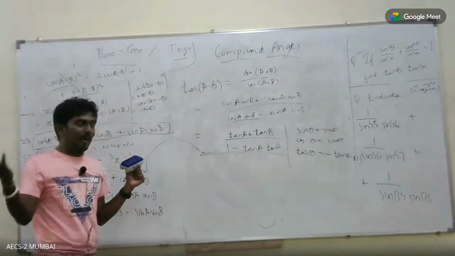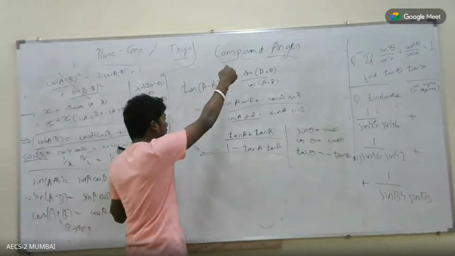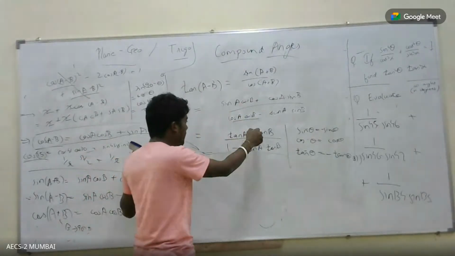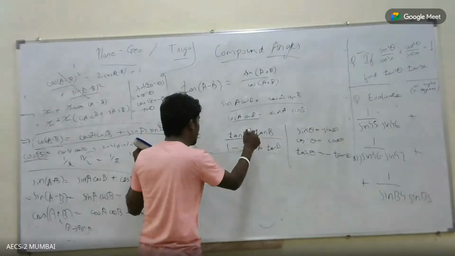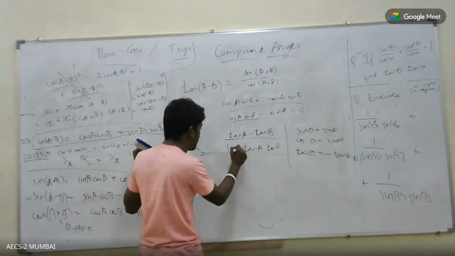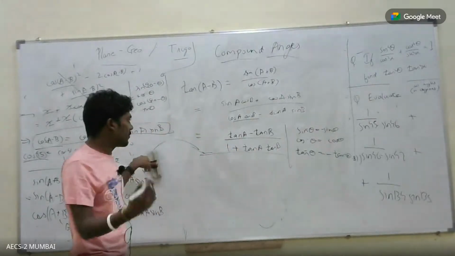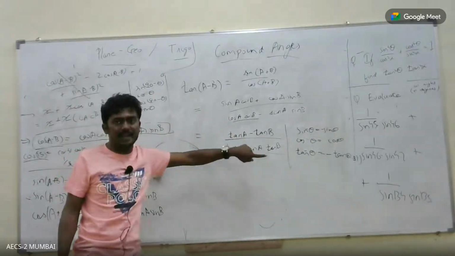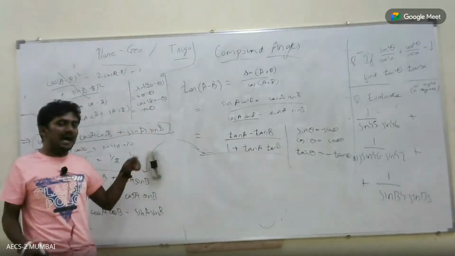Tan of minus theta is equal to minus tan theta, so b becomes minus b, tan a plus tan of minus b becomes minus tan b, and similarly in the denominator, so minus of plus becomes plus. Minus of minus becomes plus. Tan of a minus b is equal to tan a minus tan b divided by 1 plus tan a tan b. Again, another equation you can add to your kitty.